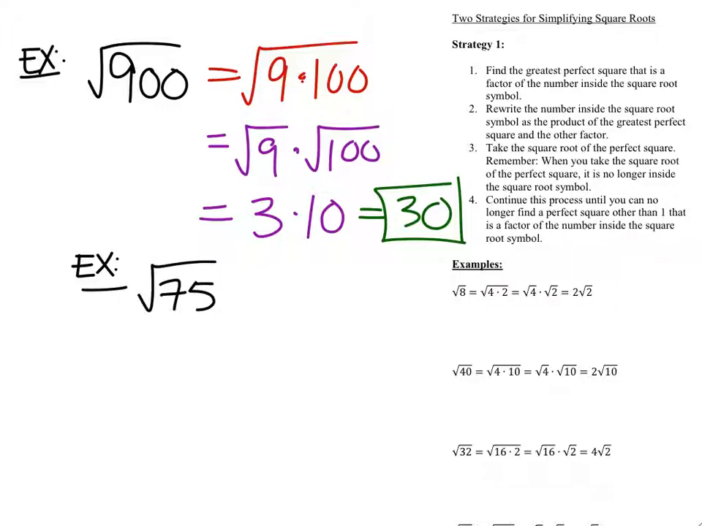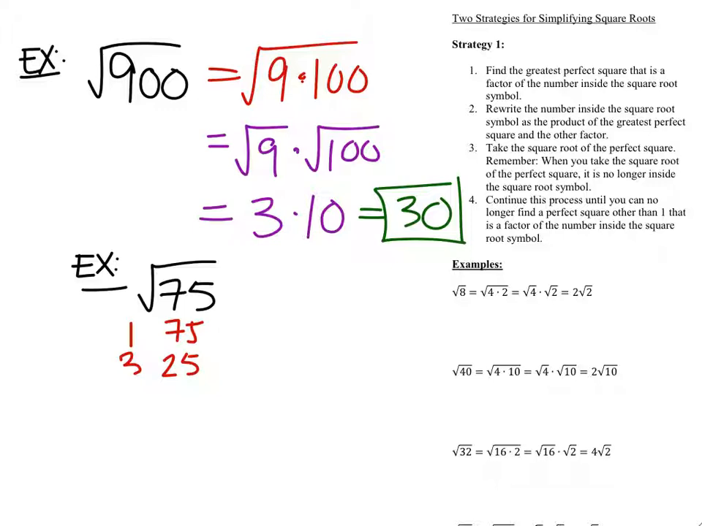Alright, so what I'm looking for is a factor of 75 that is a perfect square. I could break this up and make factor pairs. So 1 times 75, none of those are perfect squares. What about 3 and 25? 3 and 25, there we go.